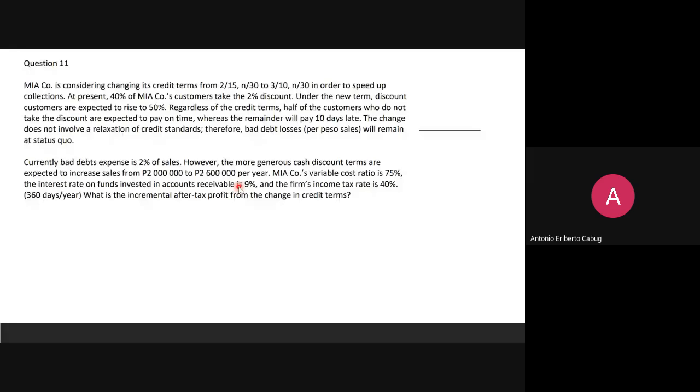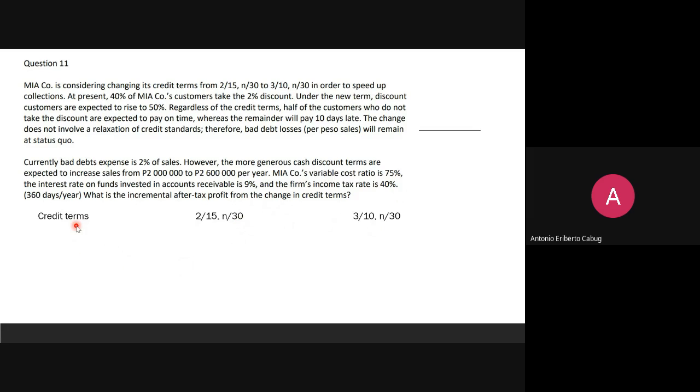Mia Company's variable cost ratio is 75%. Interest rate on funds invested in AR is 9%. Firm's income tax rate is 40%. 360 days per year. What is the incremental after-tax profit from the change in credit terms?